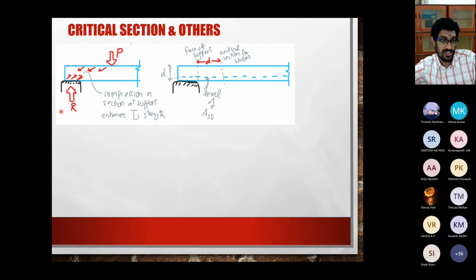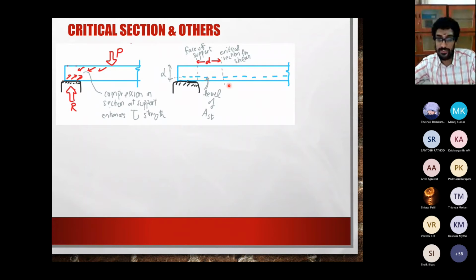Okay, so the reasons for this are not exactly tellable, but these are also observations which people have made, that between the support and d away from the support, there is quite a lot of compression happening within that zone, compression within this region like this. Okay, so there the shear is not critical. So therefore they say if you go d distance away from the support, then that effect is not that much present. So therefore here the shear will be critical.